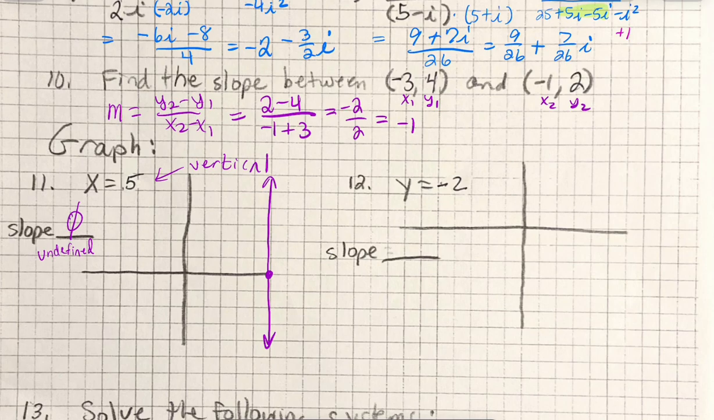Now, if it's y equals a number, remember that's horizontal. Since that's rise over run, it's 0 over a number. 0 in the numerator is perfectly acceptable. So that slope is 0. To graph that, just find the y-intercept of -2 and make your line. So just recognize that x equals a number is a vertical line, y equals a number is a horizontal line.